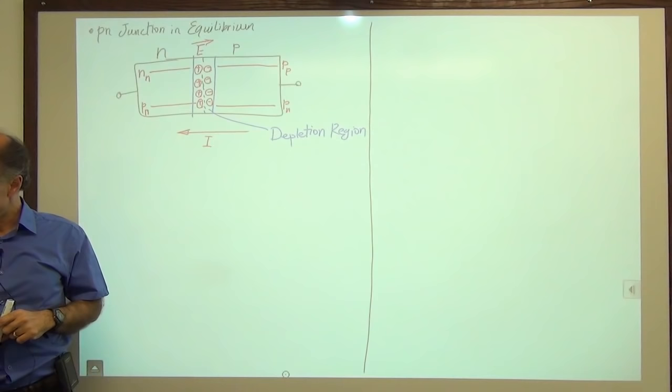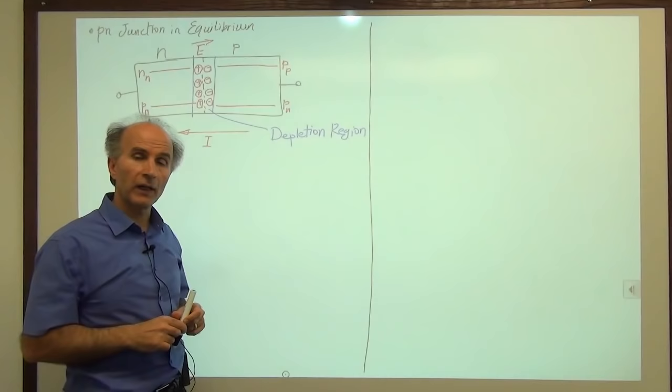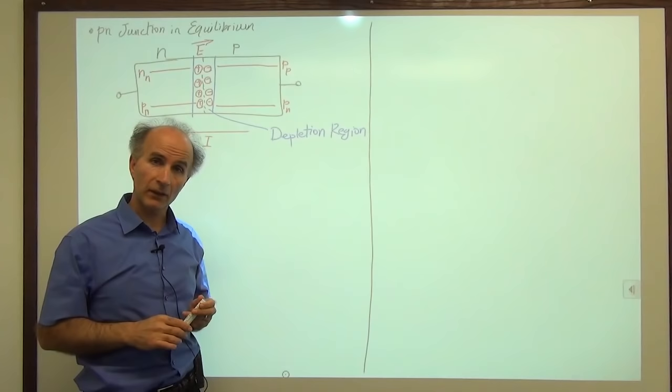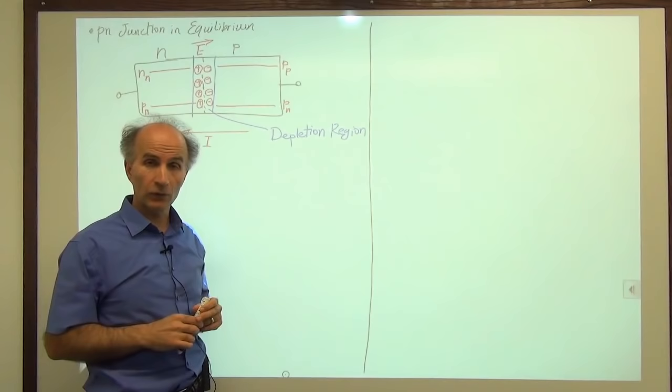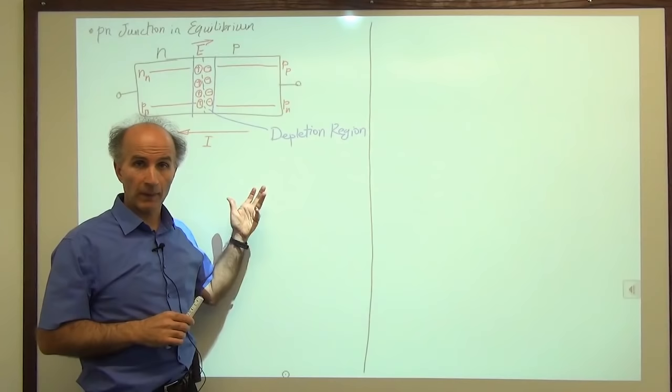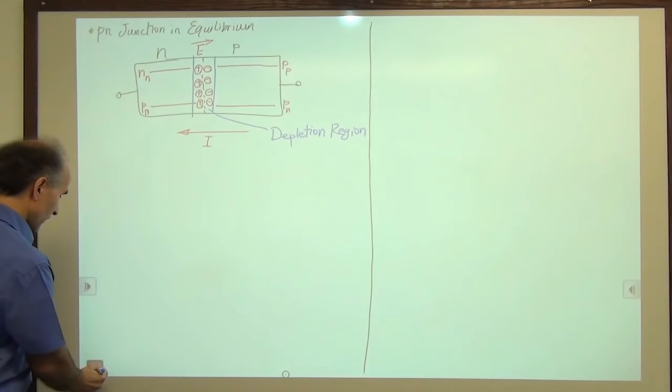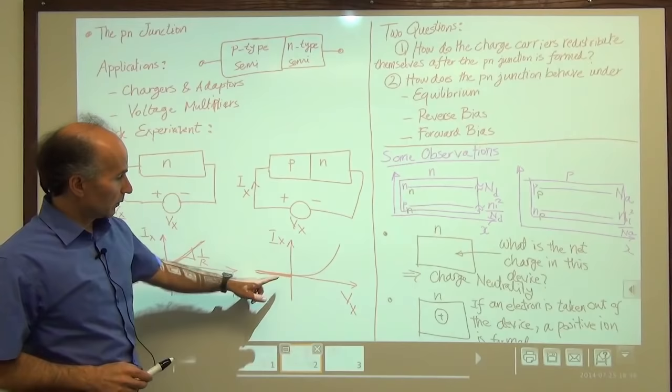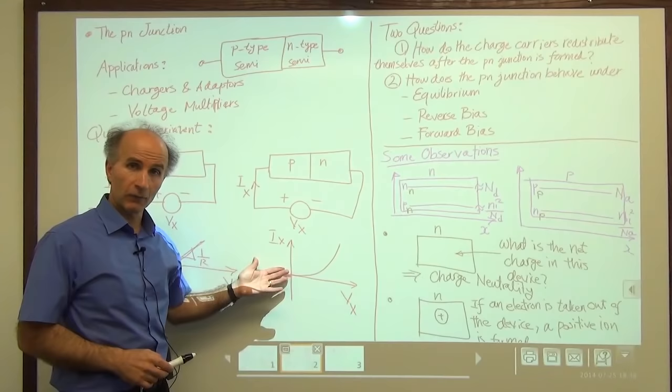Okay, so our time is up, and we will talk a little more about the equilibrium condition in the next lecture, and then we go on to answer the other two conditions, namely, what happens when we have reverse bias, what happens when we have forward bias. And those terms, although unfamiliar, simply mean what do we see here and what do we see here? Positive voltages and negative voltages across this PN junction. I will see you next time.